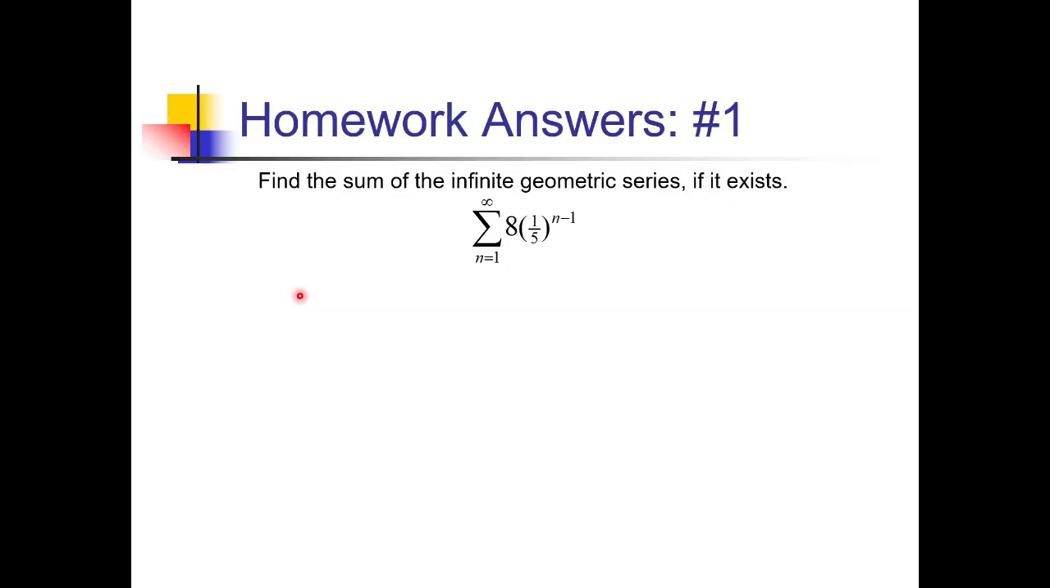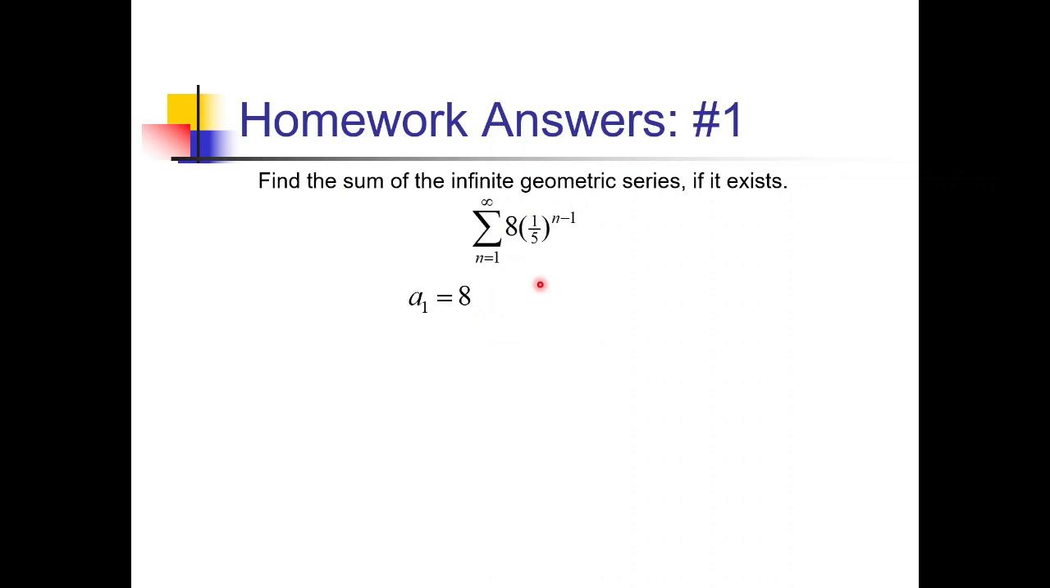To find the sum of this infinite geometric series, let's find our a sub 1 and our r value first. So a sub 1 is what I get when I plug the lower limit, which in this case is 1, in for n. 1/5 to the 1 minus 1, or 1/5 to the 0, is just 1. So 8 times 1 gives us 8 for the a1.